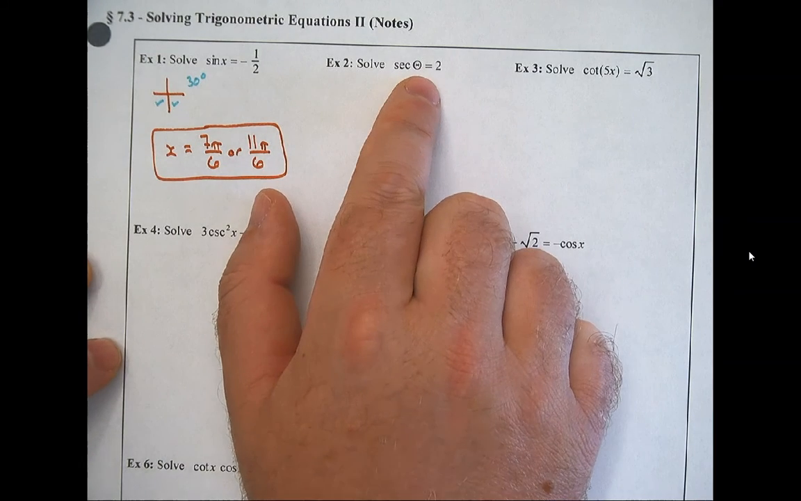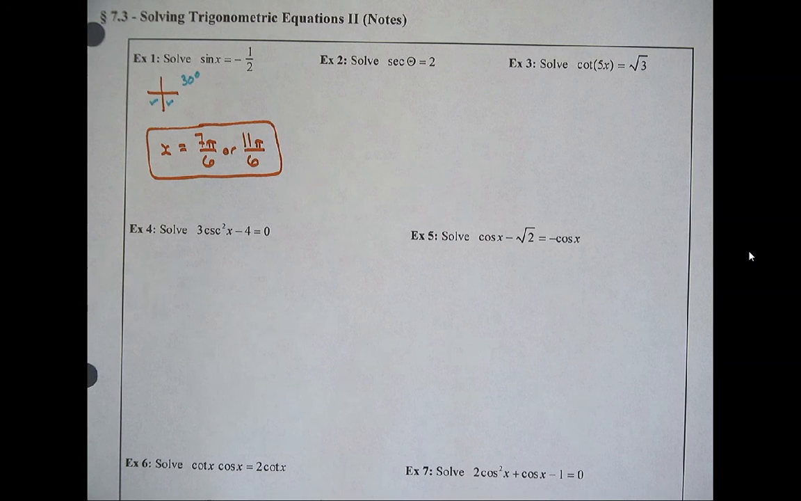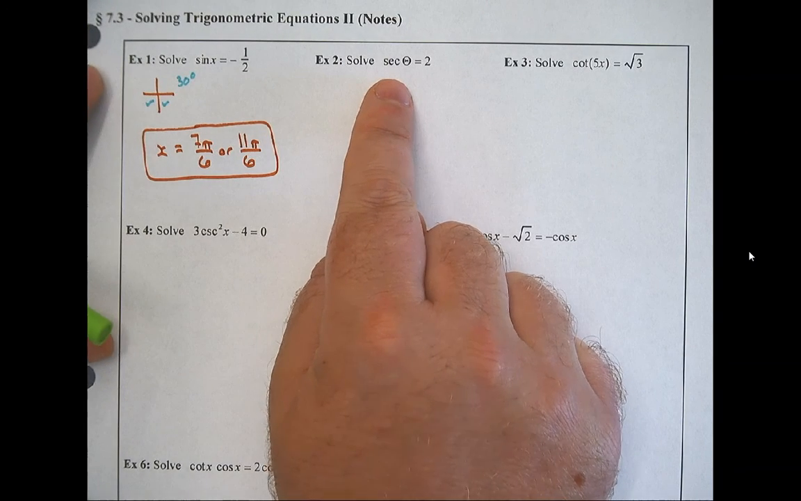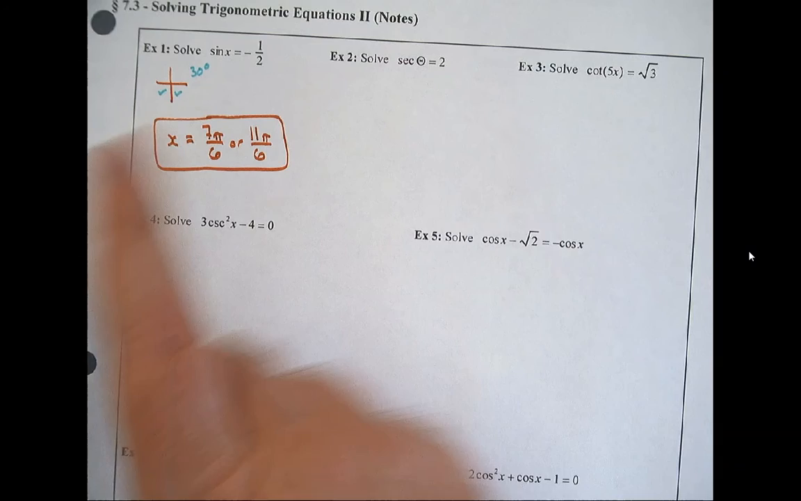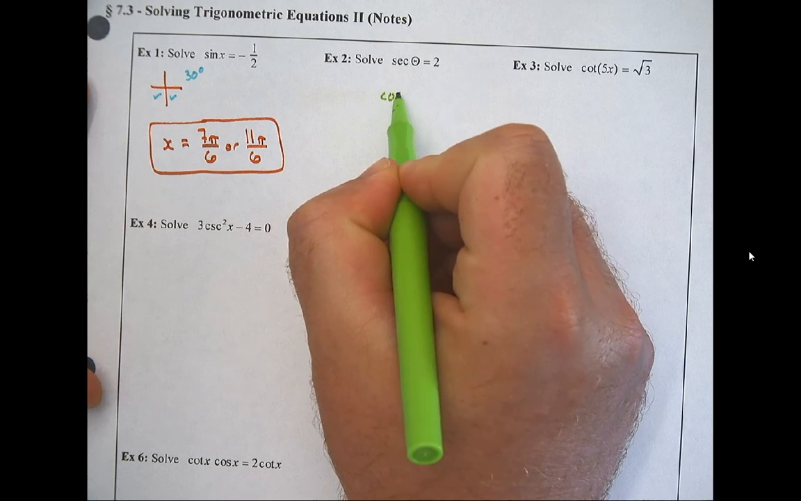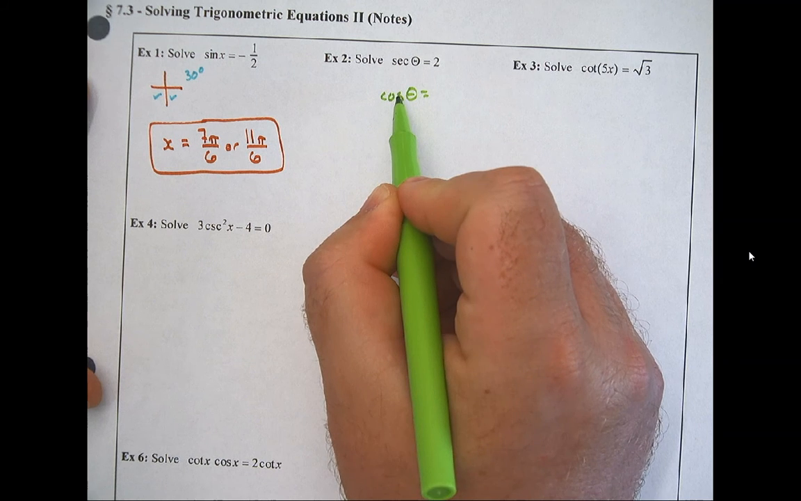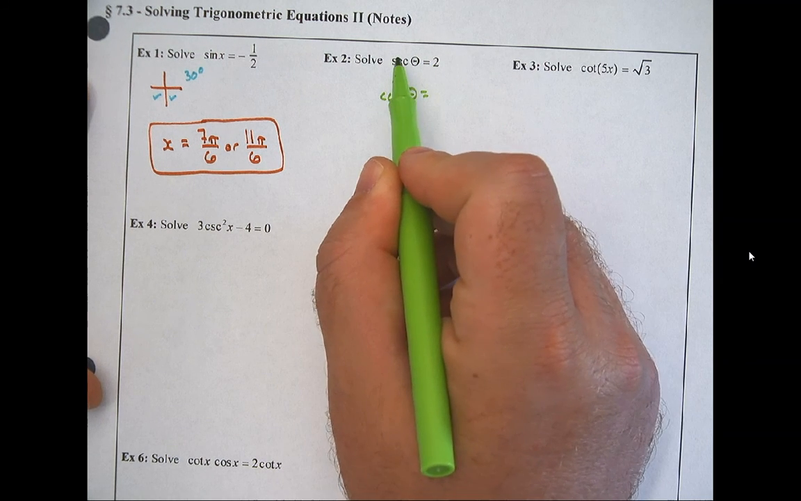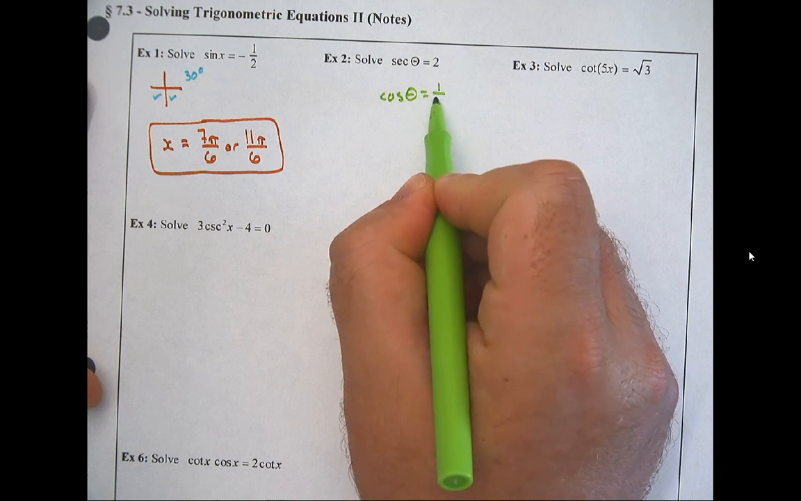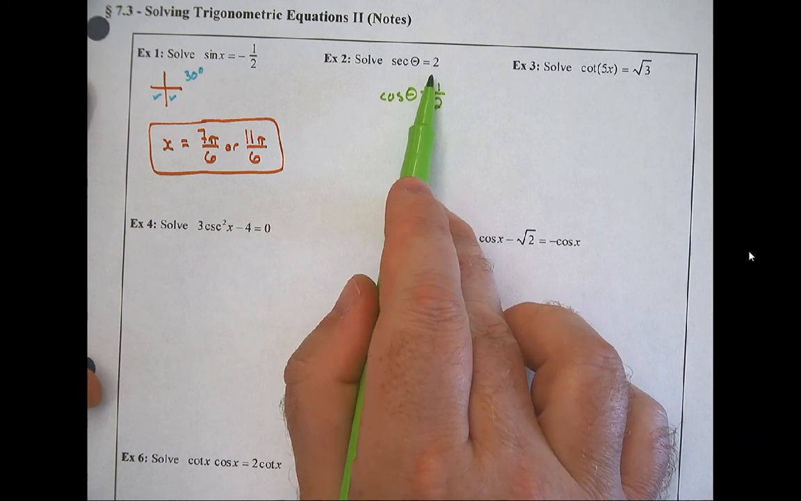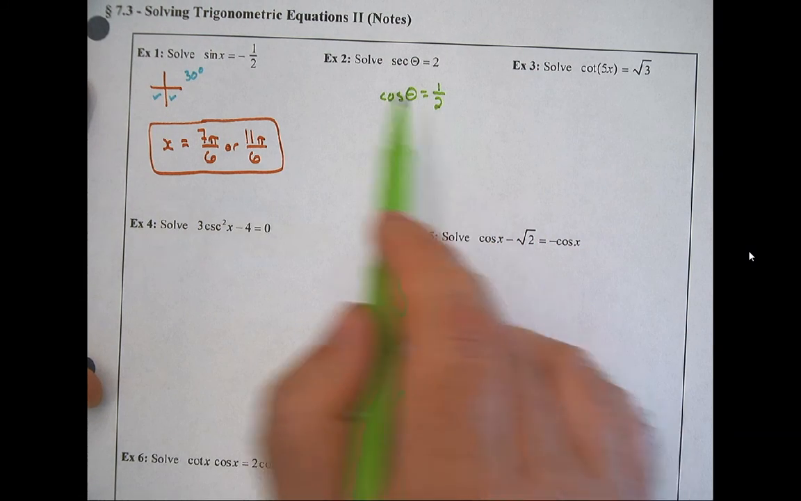So solve secant of theta equals 2. Look, I don't think about secants and cosecants and cotangents. I always think about those as reciprocals of the big three, sine, cosine, and tangent. So the first thing I do when I see a secant problem is I reciprocal it into cosine. Secant is the same as the reciprocal of cosine. So I'm allowed to change secant into cosine as long as I reciprocal 2 into 1/2. Put 2 over 1, flip it over. Now I've got an equation that fits into this category.